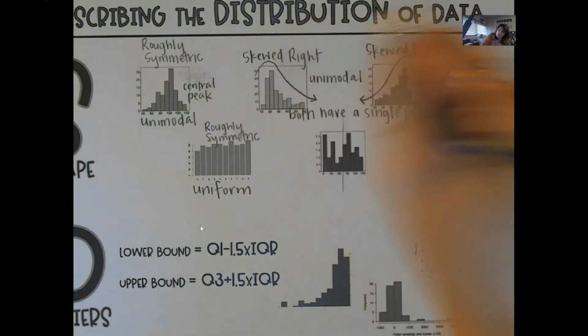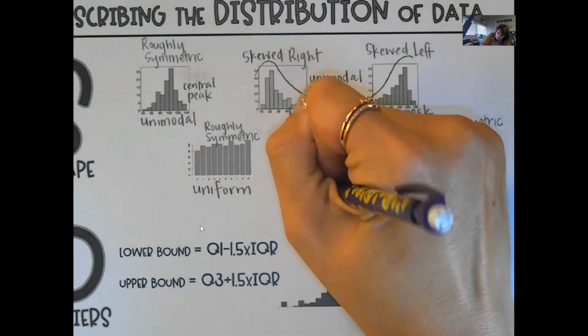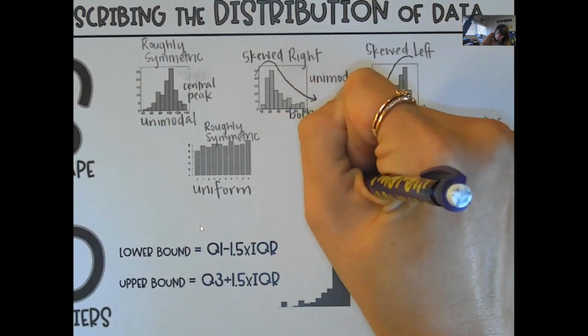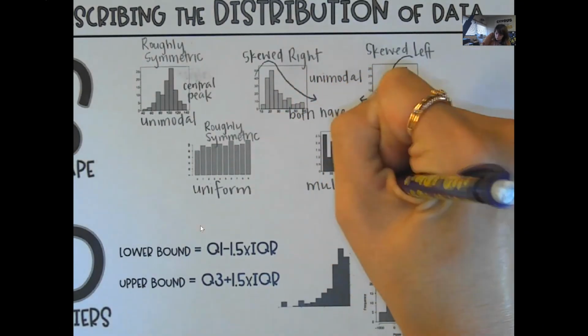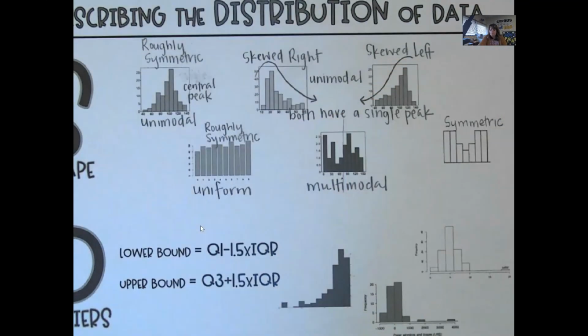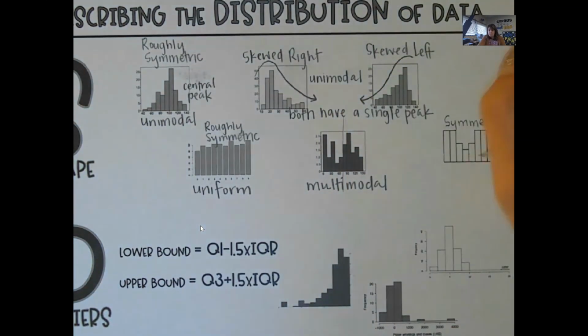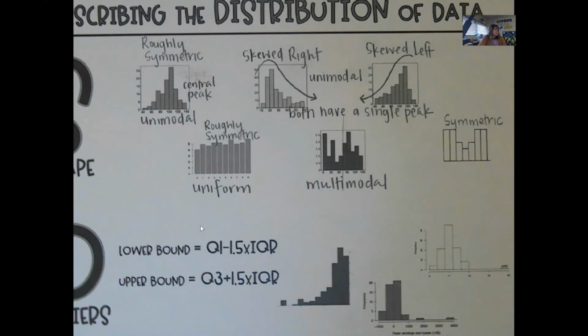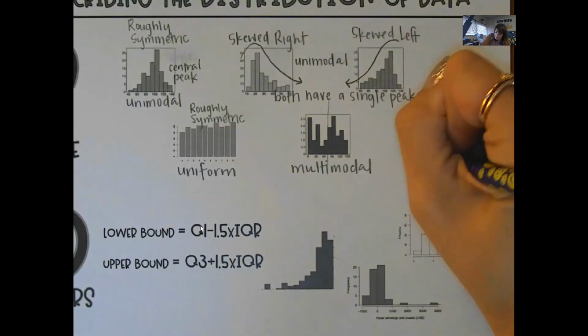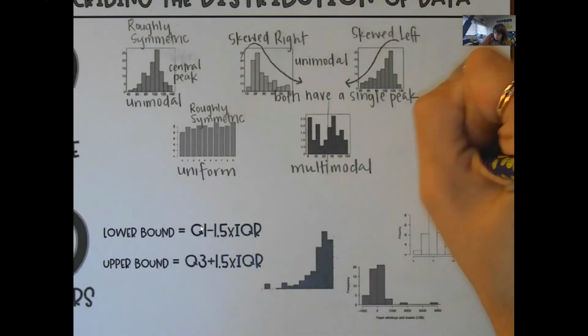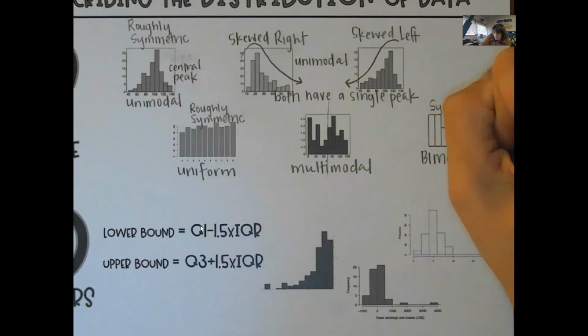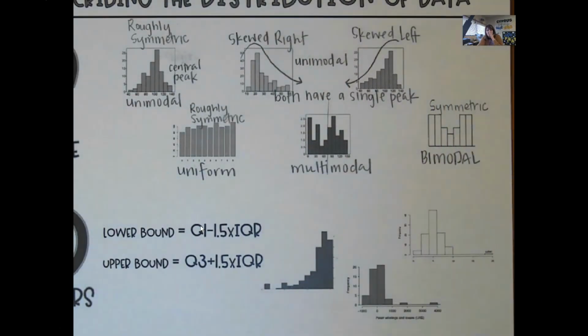The best description for the next one would be multimodal. And then the best description for our symmetric distribution is bimodal.